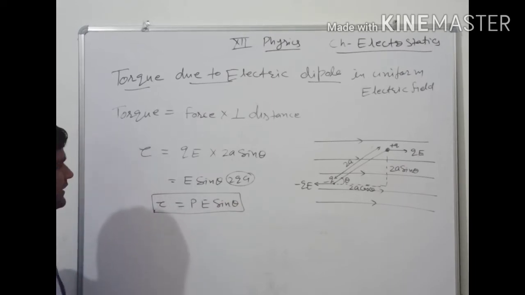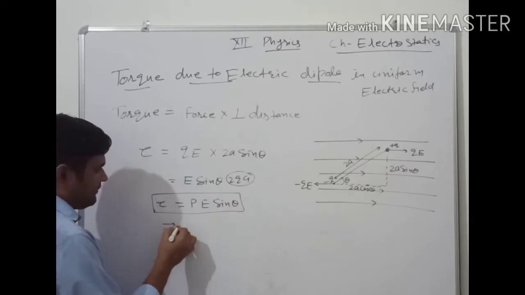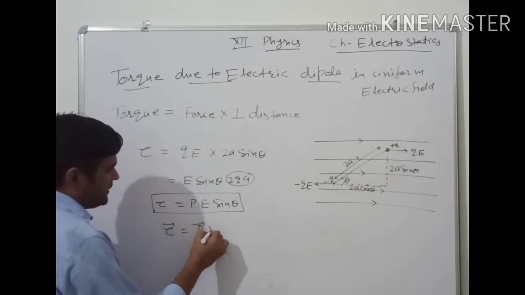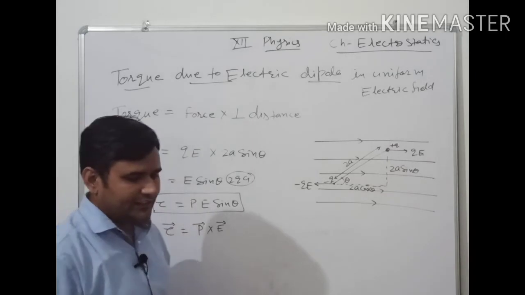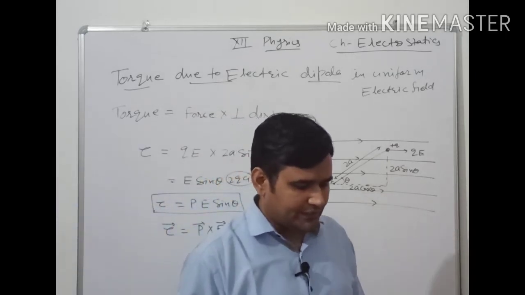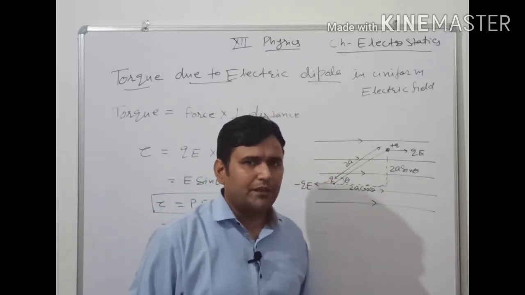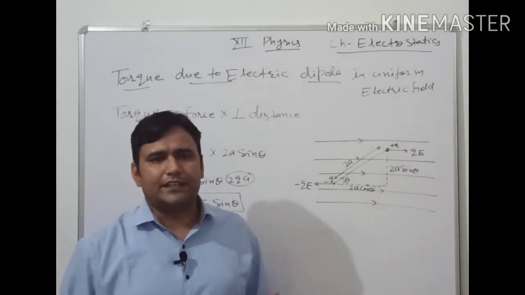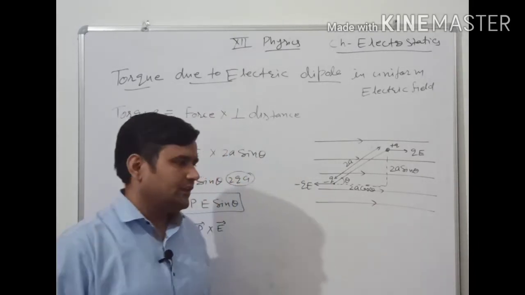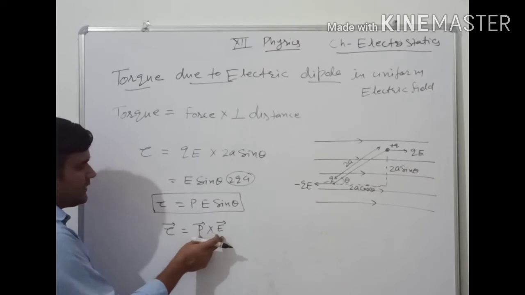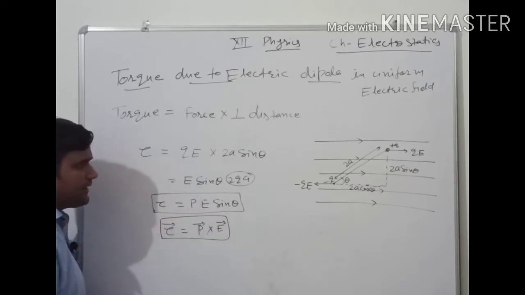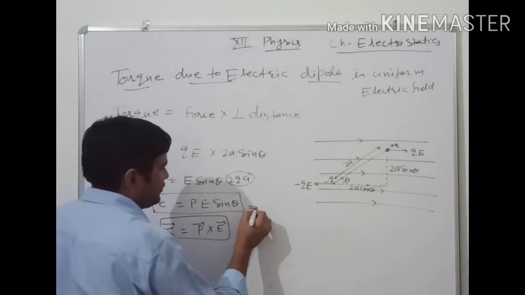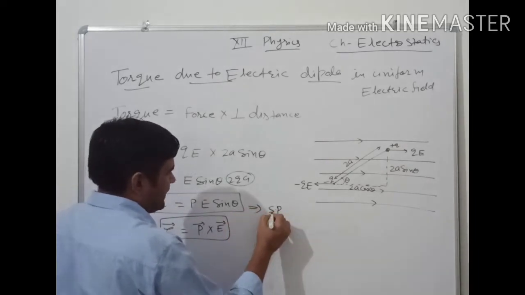If we convert this formulation into vector form, it is P cross E, because here it is sin theta, and when we have sin theta, it means it is a vector product between two vectors. If it is a vector product, it is written as P cross E. Clear?